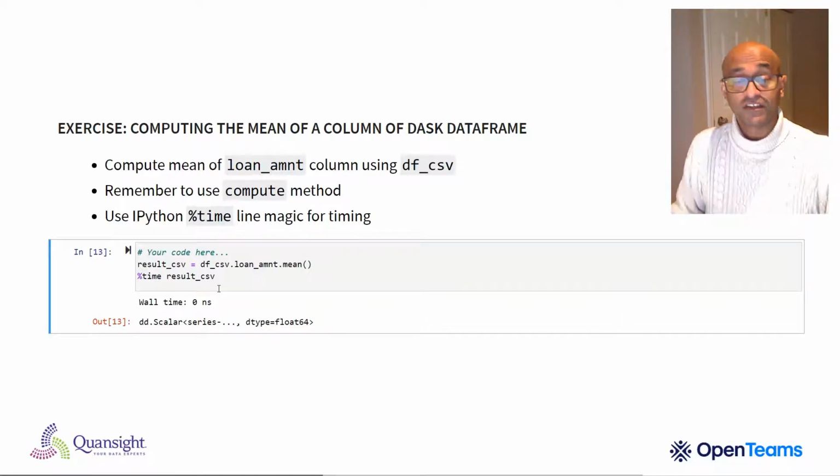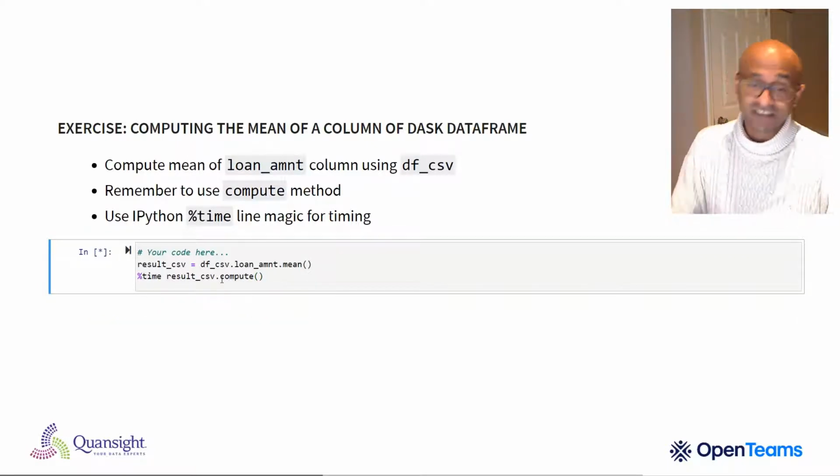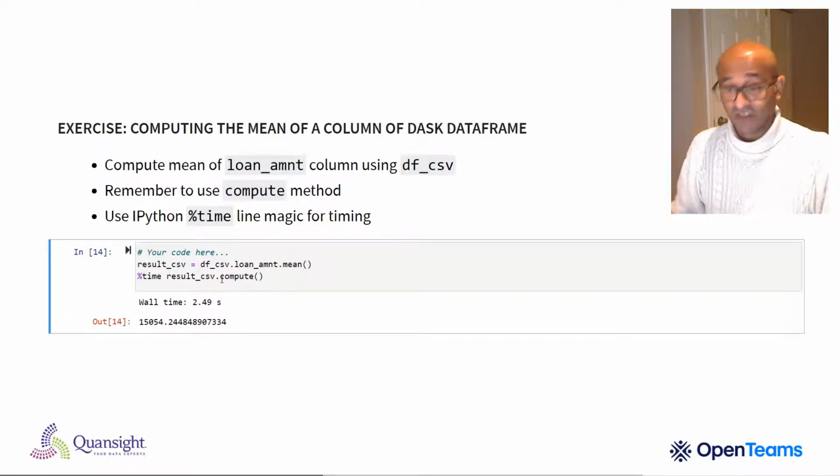So for most Dask objects, remember, we have to use something called the compute method to trigger an actual computation. And when that is actually done, this involves going to disk, reading the file into a whole bunch of different workers or threads, then we can extract that loan amount column and compute that mean and see what that looks like.